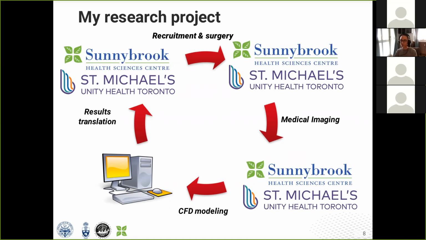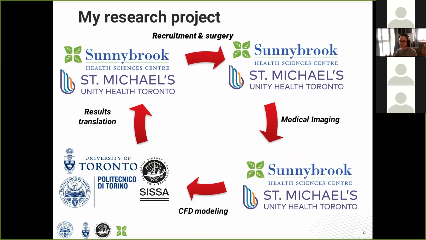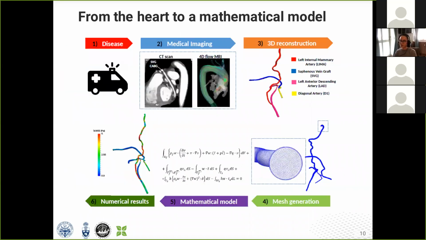Once we have all the data, these are sent to us, and by us I mean University of Toronto, Politecnico, and CISA. So here, a mathematician, clinician, computational scientist, engineer can do the CFD modeling, and we can go back with the results to the medical community so that they can translate it to the information they need. And so how do we go from the heart to a mathematical model?